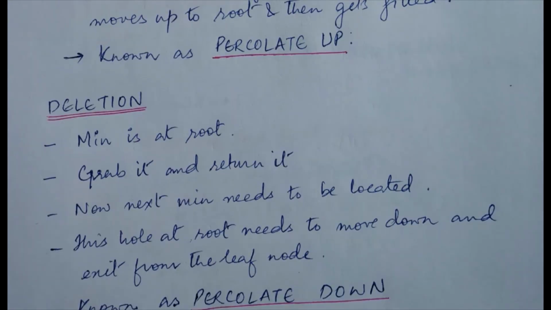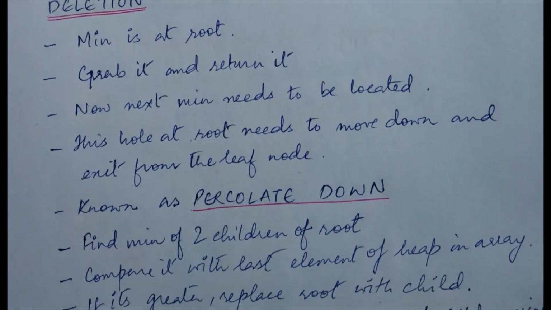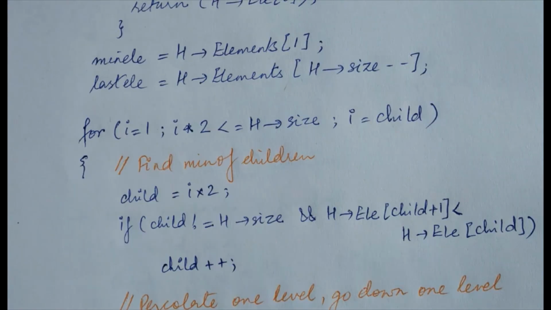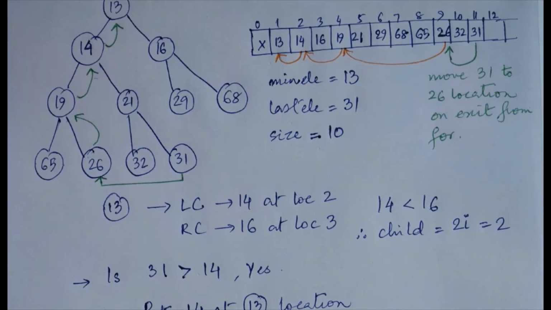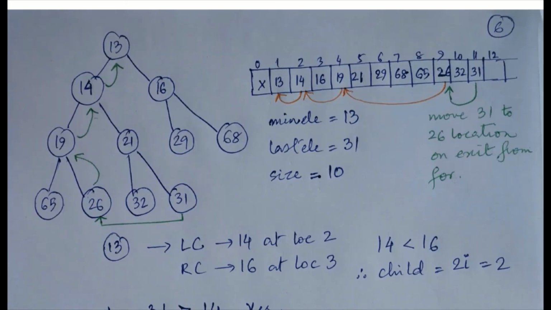Now, deletion, it is the opposite of insertion, so we call it percolate down. So let me tell you why it's called percolate down. Let's come here. Okay, now I want to delete. In a heap, when you say deletion, it means that you can delete only the root node. Heap deletion means I can delete only the root node.